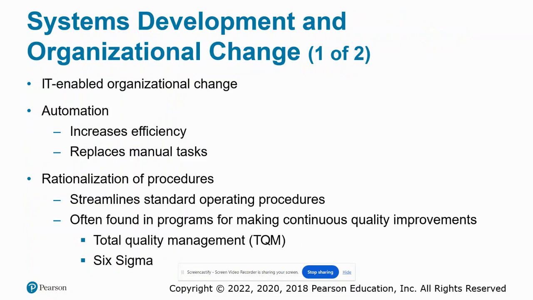Here we discuss the first two of four different types of organizational change that information systems can enable. Think about examples of each type of change within the context of an example of a business. So, for example, a pizza chain.